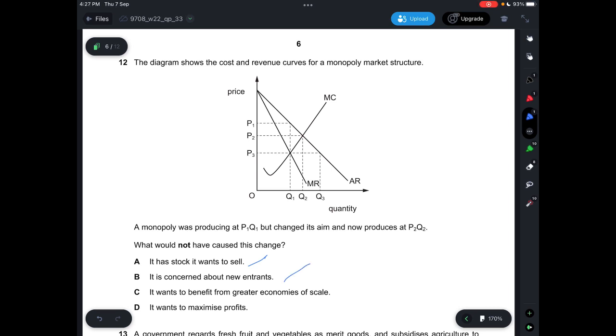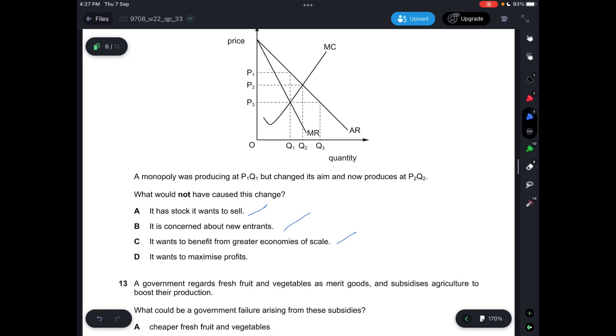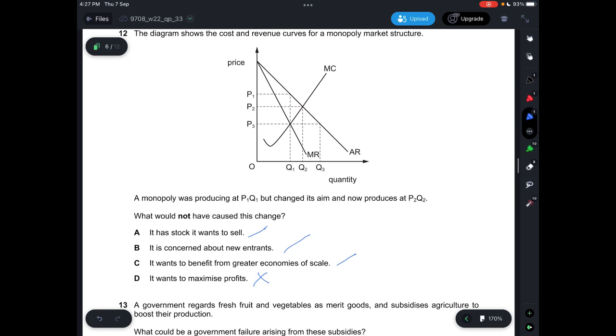And C, it wants to benefit from greater economies of scale, which is correct because you will have a lower cost. But at the same time, you have lower profit. You won't have profit maximization. And D, it says it wants to maximize profit, which is not correct. Because if you want to maximize your profit, your quantity should be at the point where MC equals MR. So it says D.